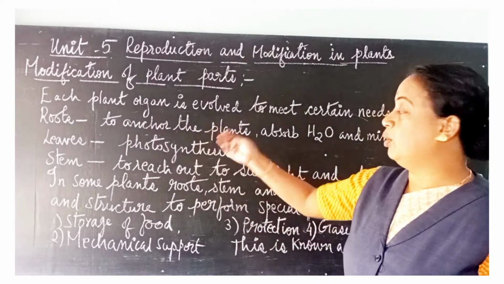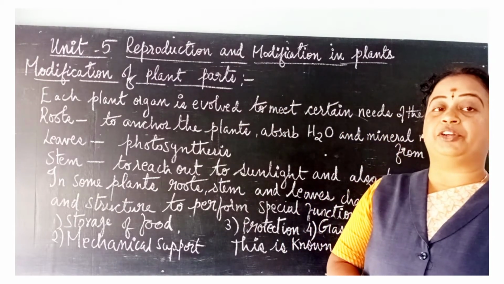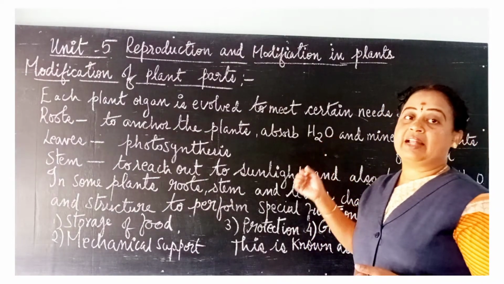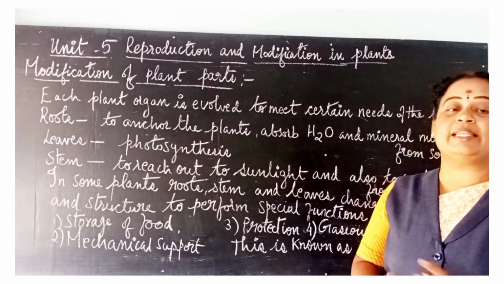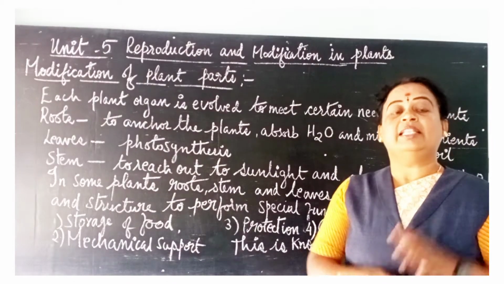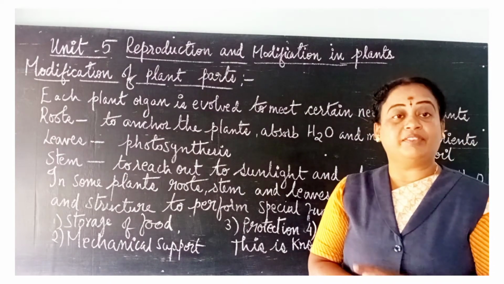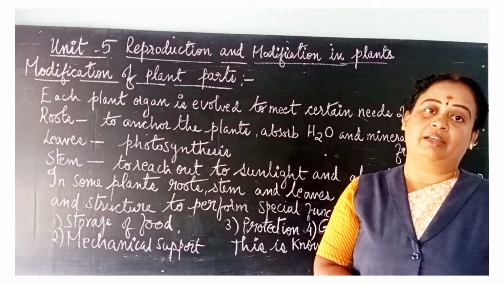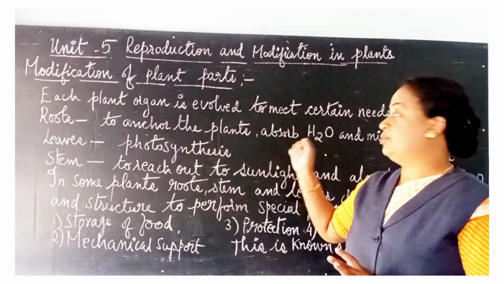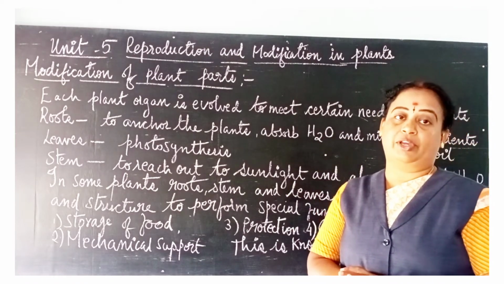Now let us see the root, a very important part of the plant. What is the function of the root? To anchor the plants. What do you mean by anchor? To attach the plants to soil. Only if the root attaches the plant to soil can the plant stand erect on the soil, right? If there are no proper roots, the plant will not be erect on the soil. It will faint and fall down. So, roots anchor the plants to soil and also absorb water and nutrients from the soil.